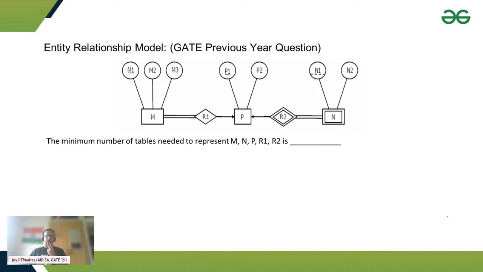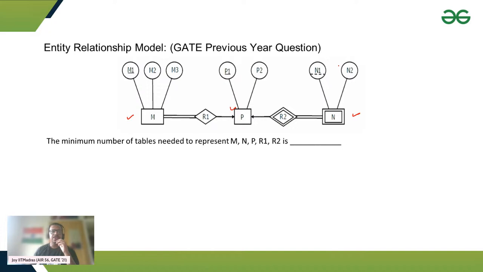Firstly, let's discuss this example where we can see we have three entities: entity M, entity P, and entity N, where M and N are totally participating, and N is a weak entity. P has single participation. The attributes associated with M are M1, M2, M3, where M1 is the primary key, and for P, P1 is the primary key. For N, we have N1 and N2, and none of them is a primary key; this is a weak entity where we don't have any primary key or unique values.